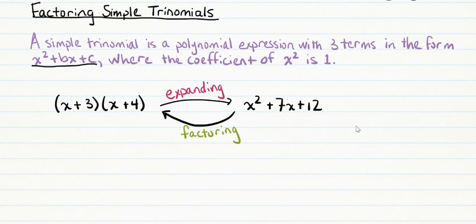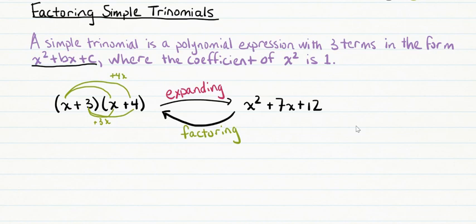So again, factoring is the opposite process of expanding. If our factored form is x plus 3 times x plus 4, then to expand that, we would multiply the x by the x to get x squared. We multiply x by positive 4 to get positive 4x. We multiply the 3 by x to get positive 3x. So combined, those two terms make positive 7x. And we multiply the 3 by the 4 to get positive 12. So the expanded form of this polynomial is x squared plus 7x plus 12.